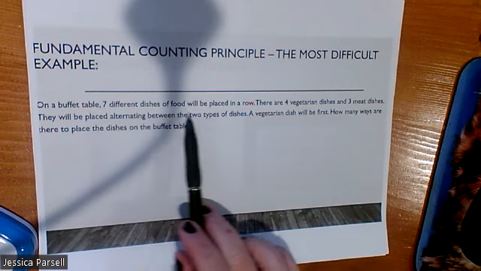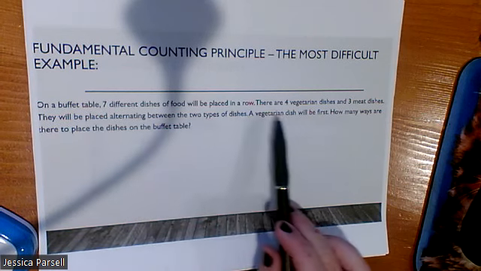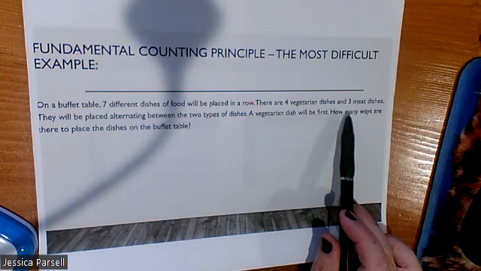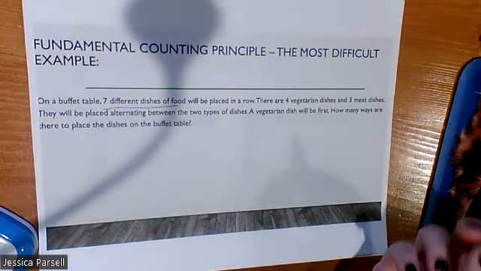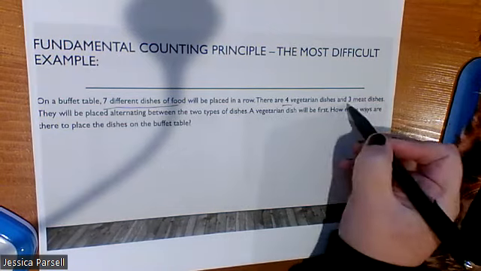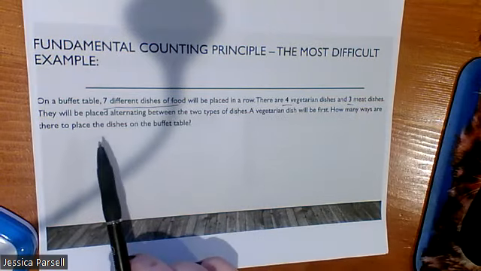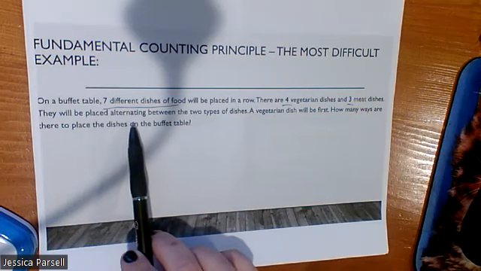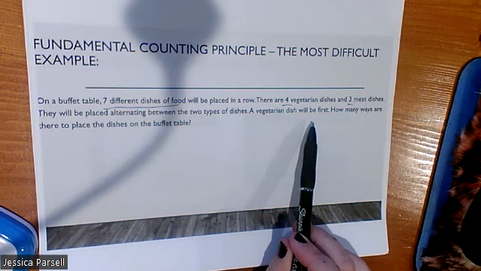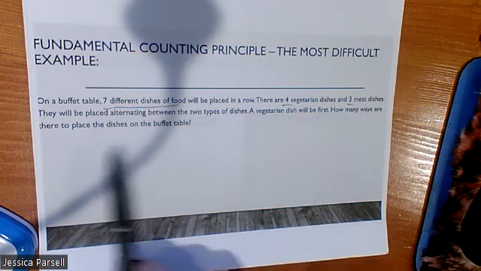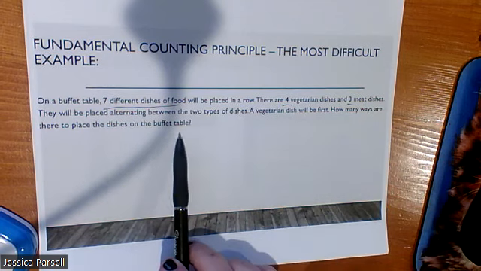7 different dishes of food will be placed in a row. There's 4 vegetarian dishes, 3 meat dishes. All right, so we have 7 different dishes of food, 4 vegetarian, 3 meat. Here is the kicker. They will be placed alternating between the 2 types of dishes. A vegetarian dish will be first. How many ways are there to place the dishes on the buffet table?